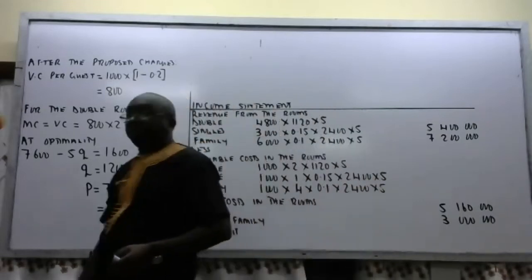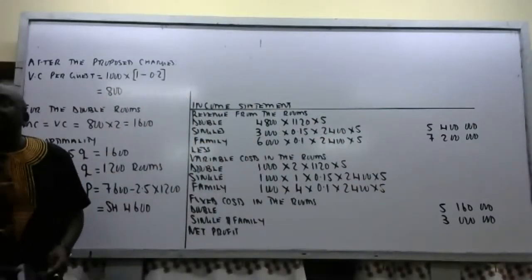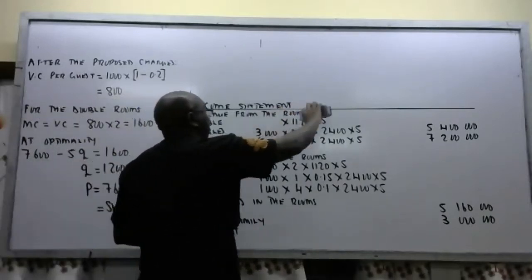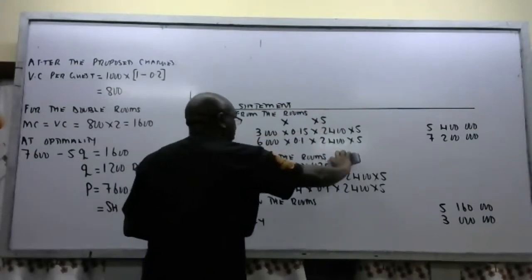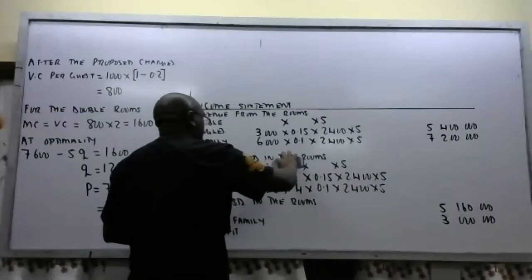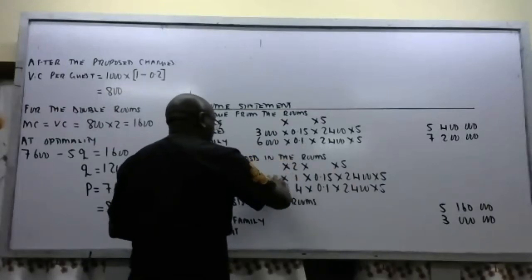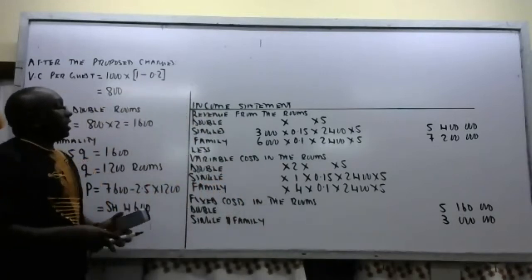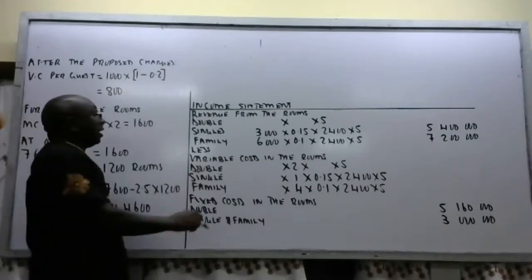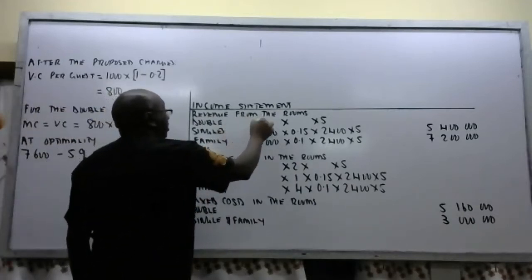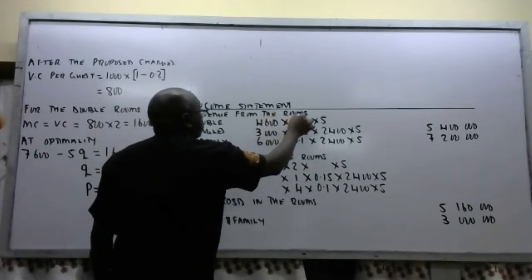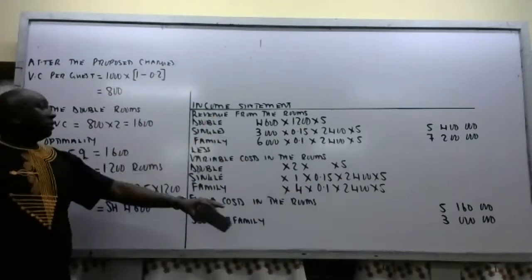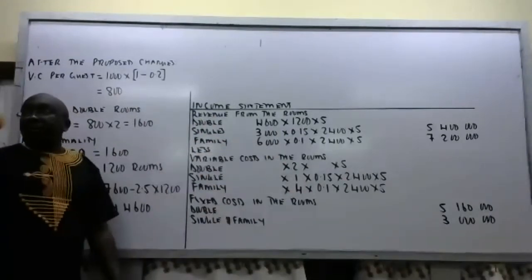So this is what will happen. You will have to do another income statement, but now with these changes. For the revenue, now we are charging 4,600, and the rooms are 1,200. So you get the new revenue. The revenue for SIGO and family, they made.